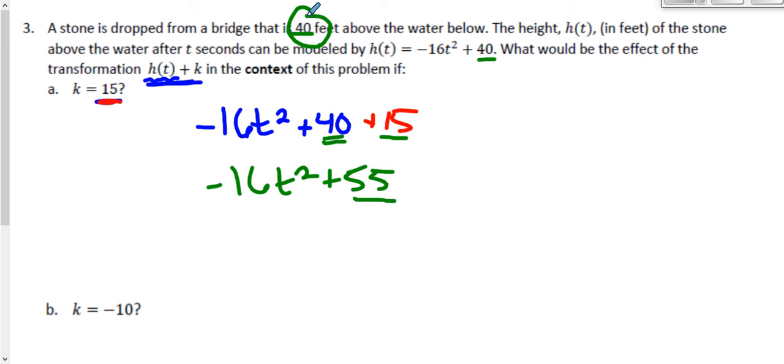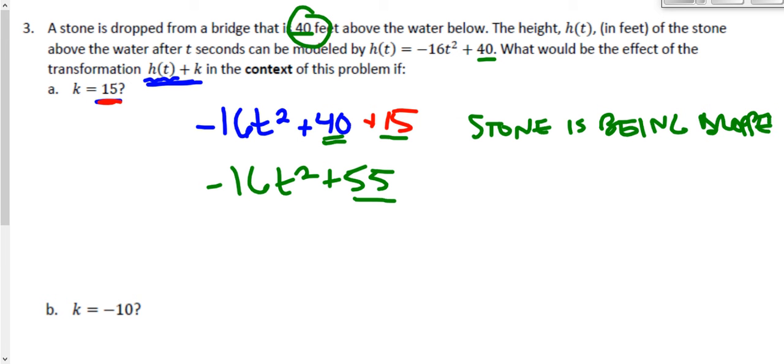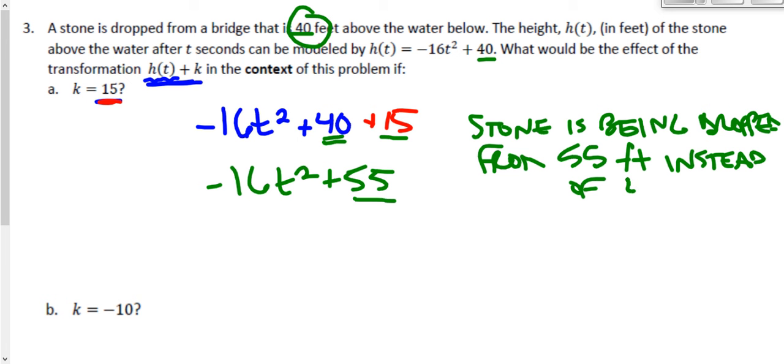So that means that this stone is being dropped from 55 feet instead of 40 feet. Now, it's not my job to figure out why that happened. All I have to do is describe what the effect was. So it was dropped from 55 feet instead of 40 feet.